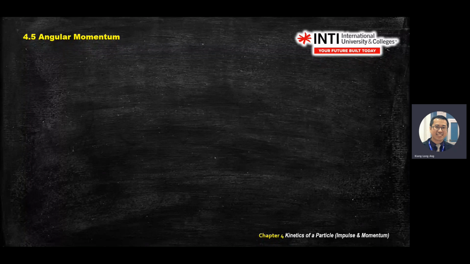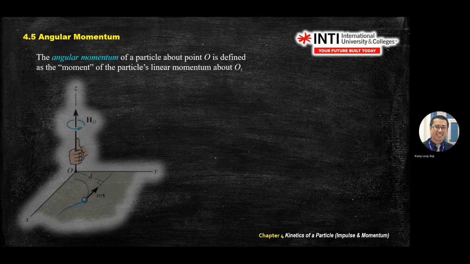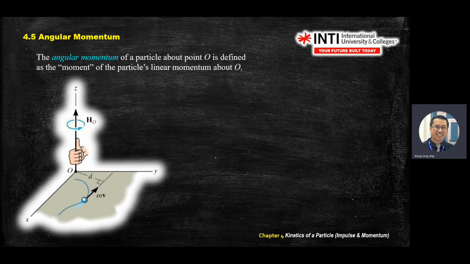Before this, we were all looking into linear line of motion. Now we look into angular momentum. So angular momentum is, we define, let's say there's a plane body and you have the x-axis, y-axis, and the z-axis. So we are looking at the rotation or the momentum about the z-axis.